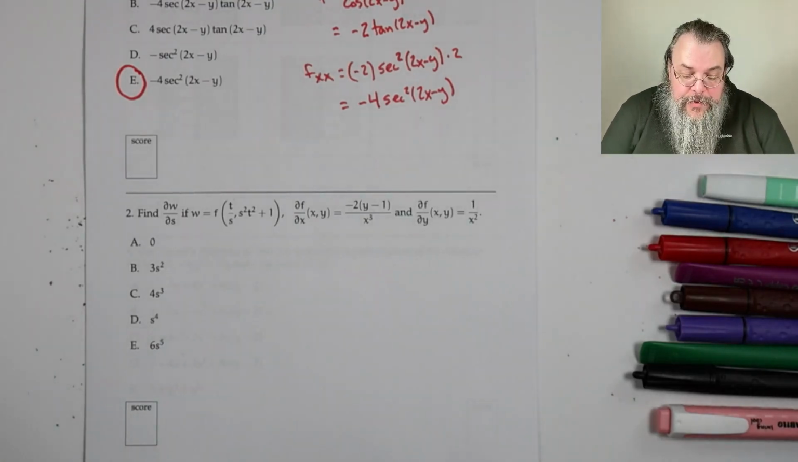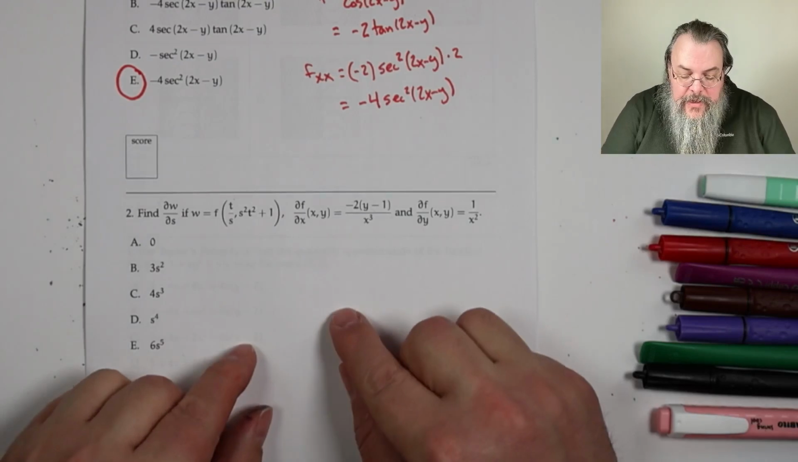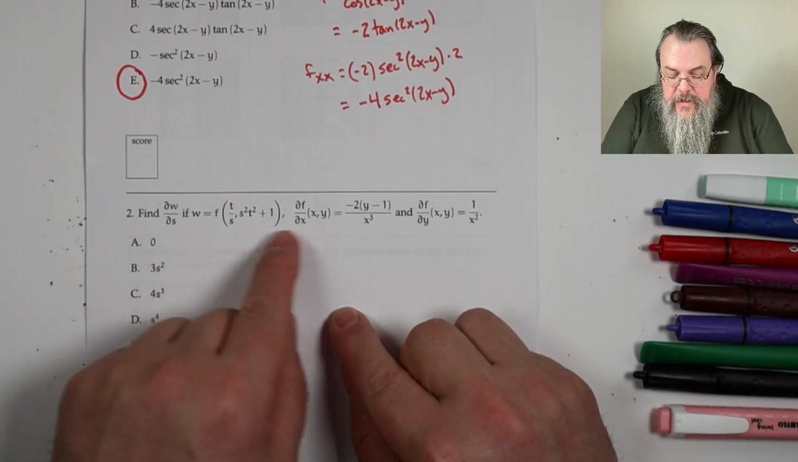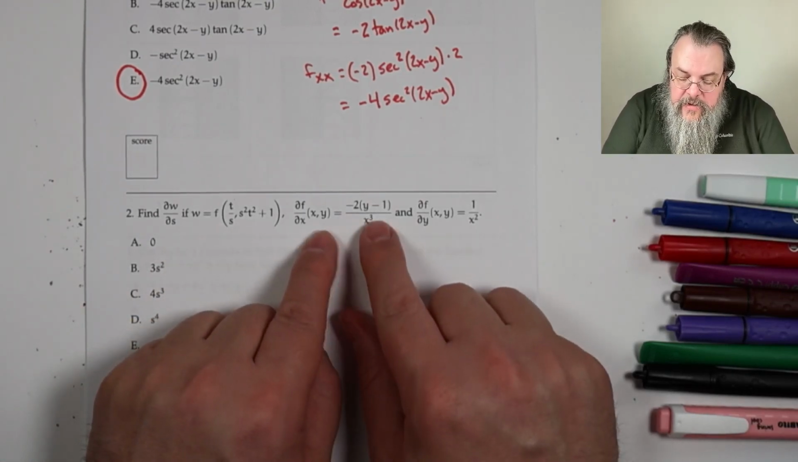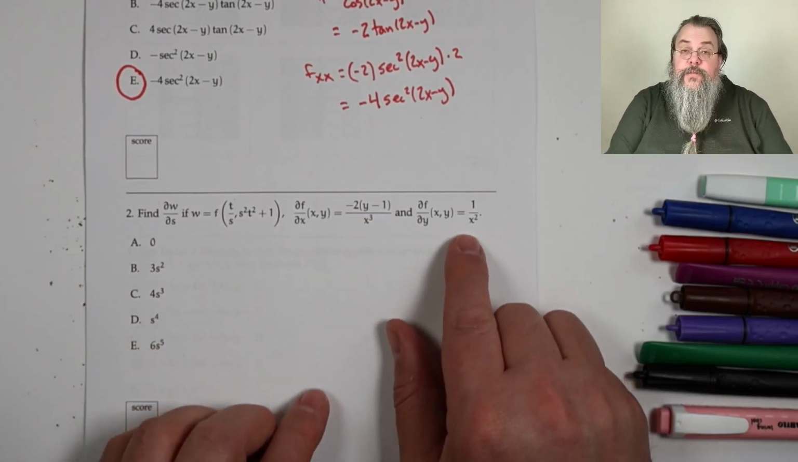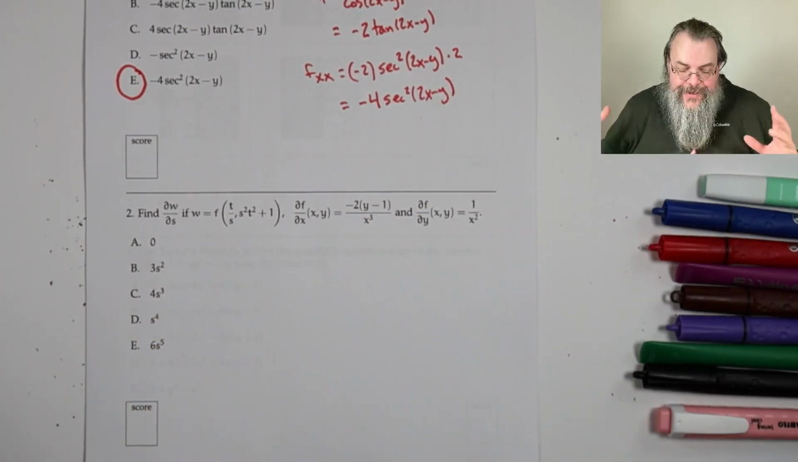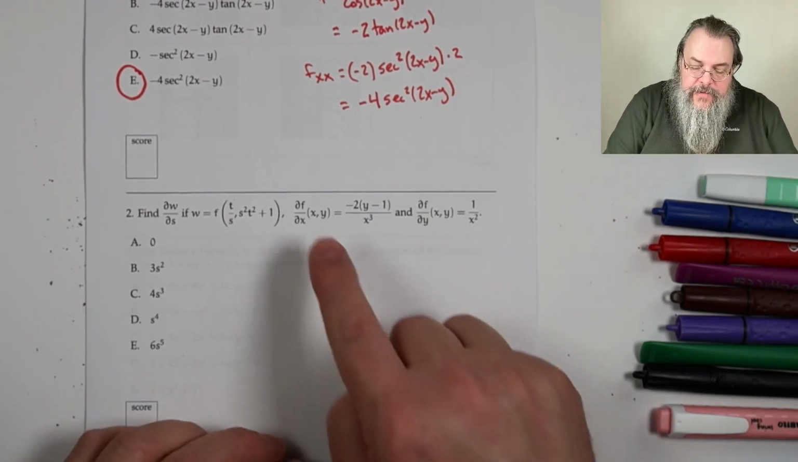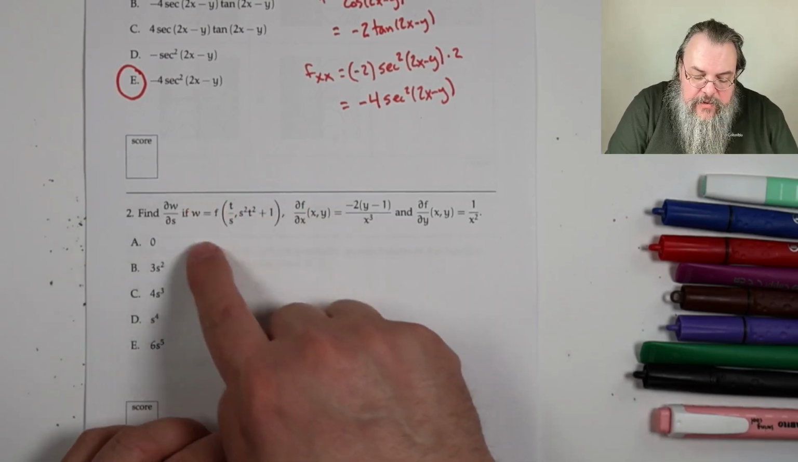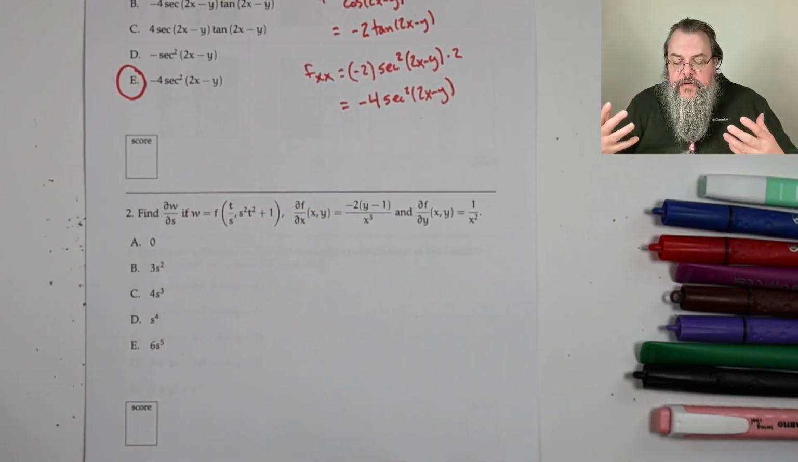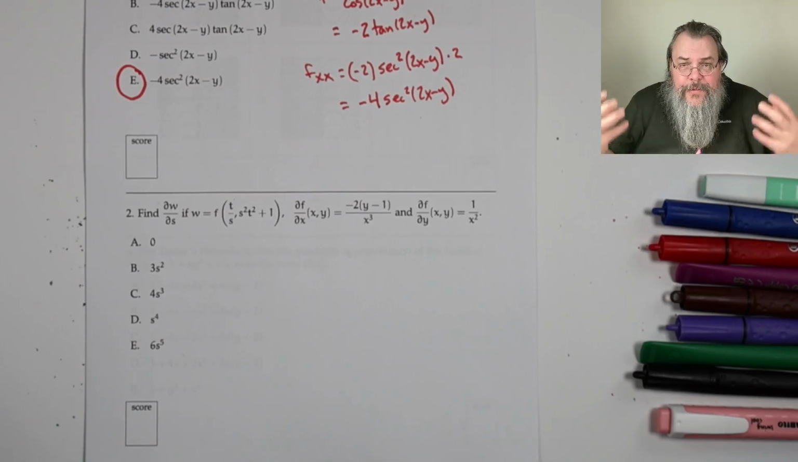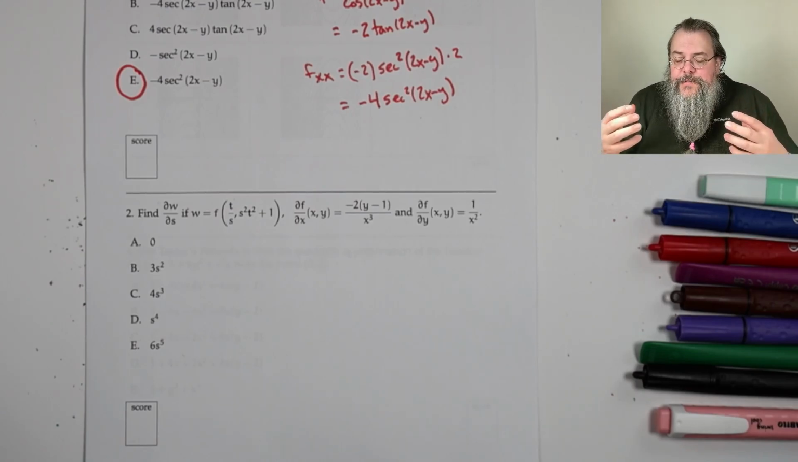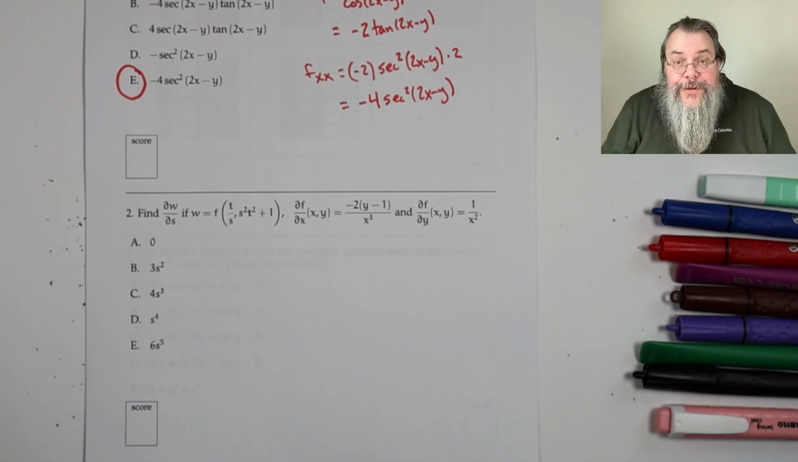Find partial w partial x if w is f of this and that, and partial f partial x of (x,y) is this expression, partial f partial y of (x,y) is 1 over x squared. Okay. All right. So what's being asked here? What are we being tested on? So let's think about what we have. We kind of have this sort of alphabet soup going on. We have x's and y's, and then we have s's and t's, and so we say, okay, this is a collection of variable names. This is chain rule.